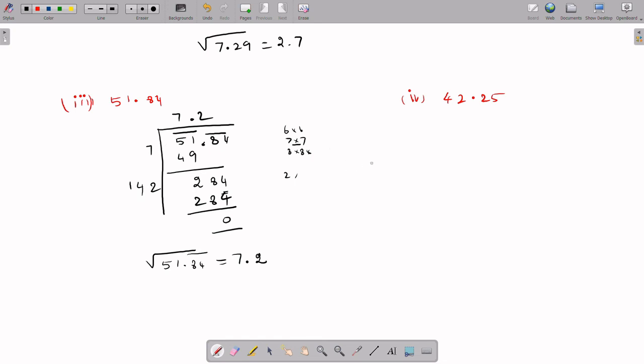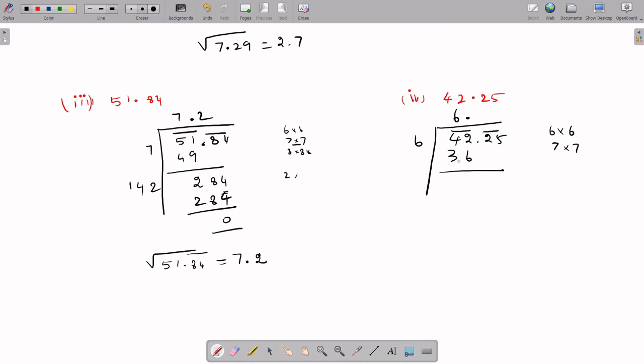And the next one is 42.25. Here also, starting from this, you have to do it. And 6 6s are 36, 42 is there, no? 7 sevens are 49. 49 is not possible. So you have to use 6 6s are 36. Once you complete these two numbers, you put a decimal point.